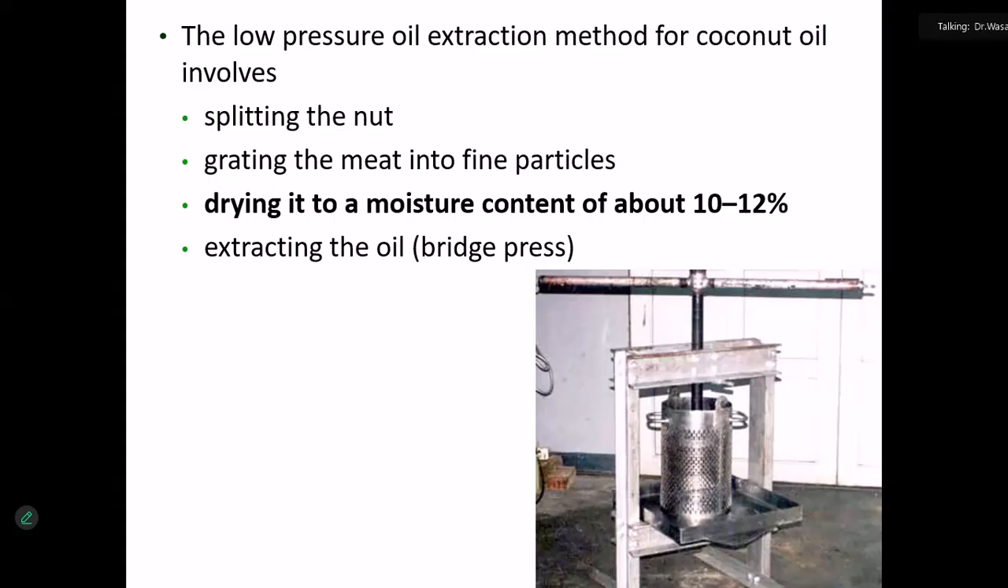How is it working? Normally the oil extraction method is the same as earlier. You have to split the nut, splitting. Thereafter grating the meat, meaning the coconut kernel, into fine particles. Split the coconut, then scrape it.